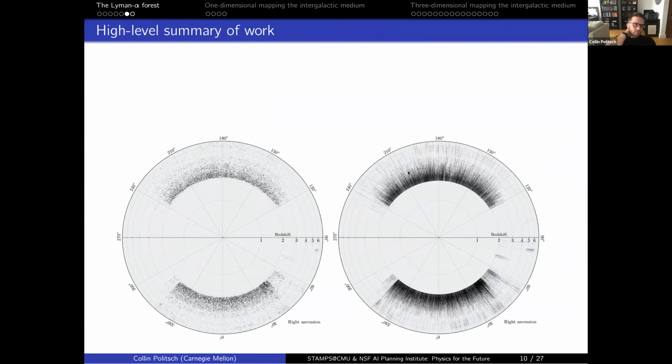Okay, so now we're through the background. I'm going to give you the high-level summary of the work before I get into the details. So the high-level summary here is we have these quasars that are at distant radial distances, and we don't have anything in between here because the Lyman alpha forest is in the ultraviolet wavelength range.